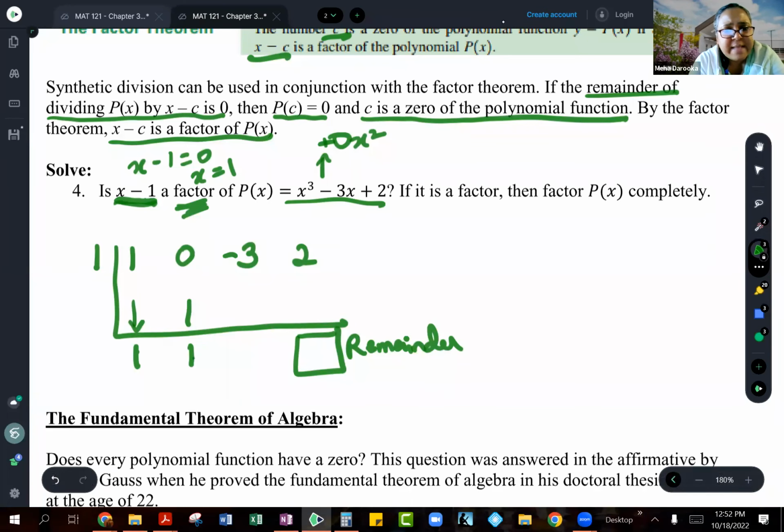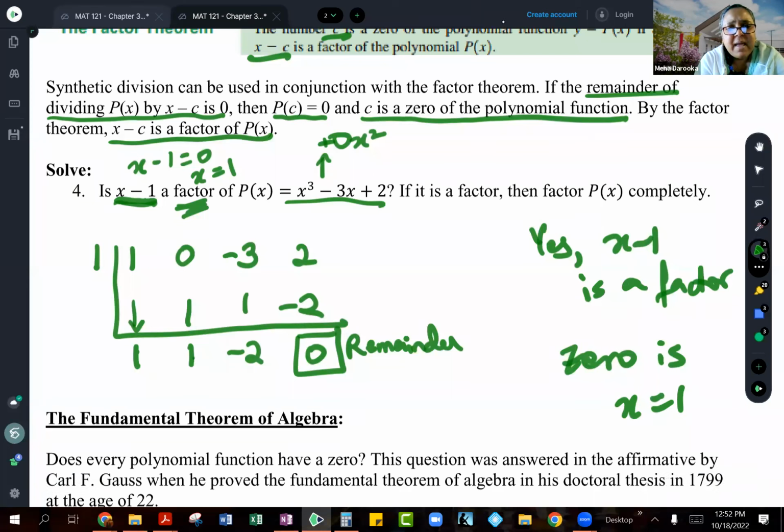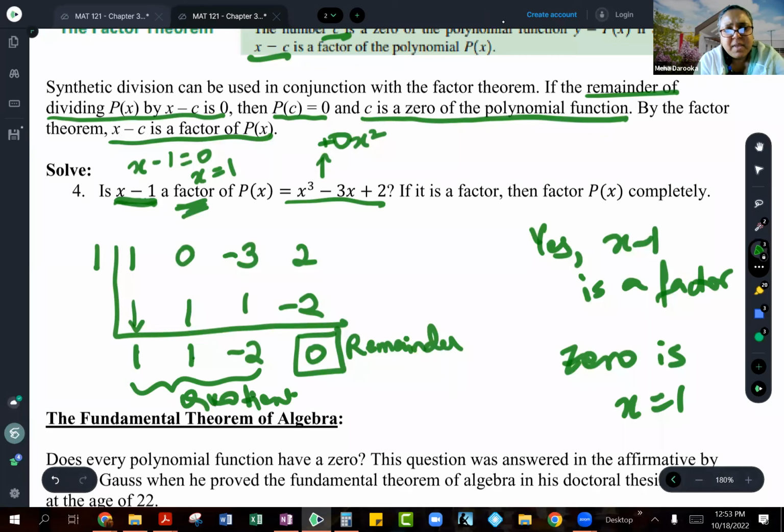So let's see. We had this one once we added the 0 and the 1. So 1 times 1 will give us a 1 again, which will give us -2 over here. -2 times 1 is -2. Perfect. Yes, you got a 0 remainder, which tells me yes, x minus 1 is a factor, which also means our 0 is x equals 1. And of course, this here would give us the quotient, which would come out to be, let's see, this is x to the third power.